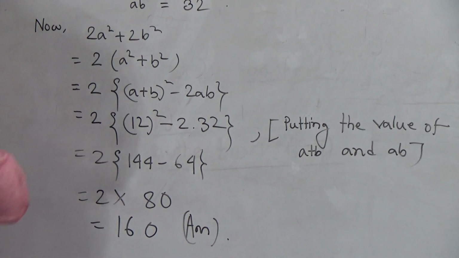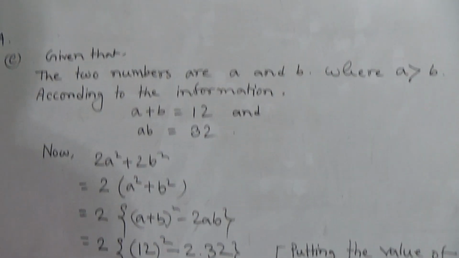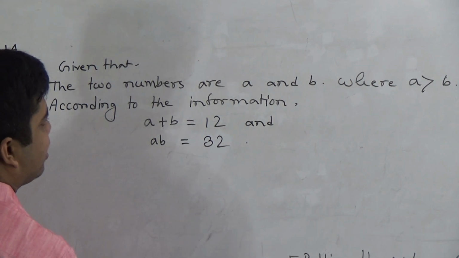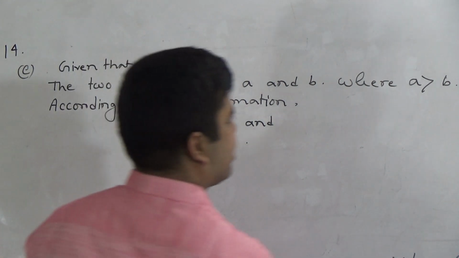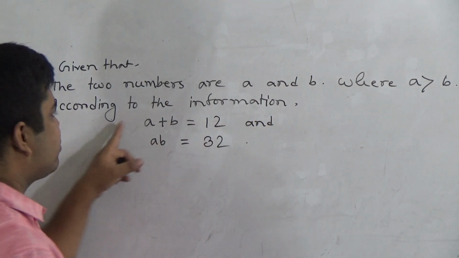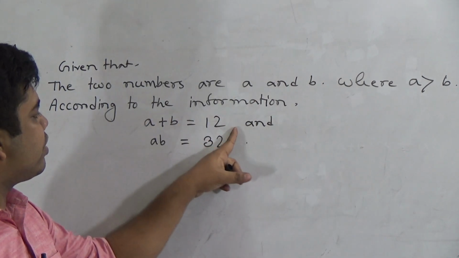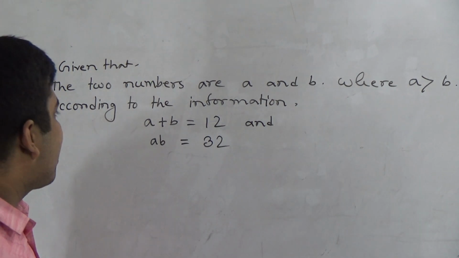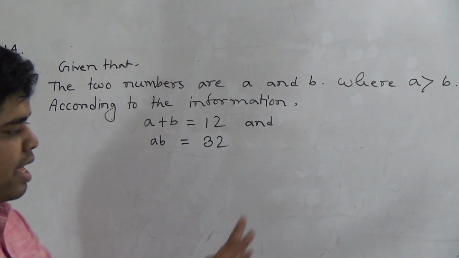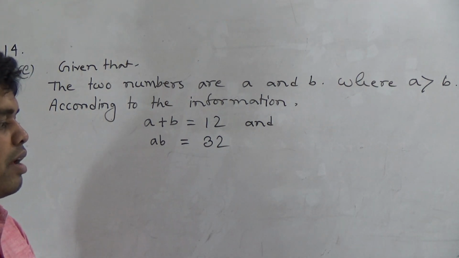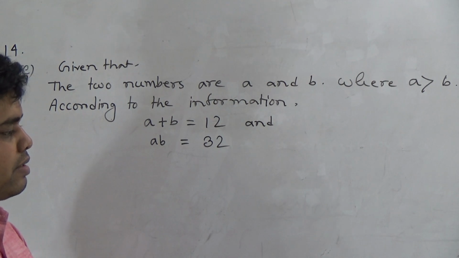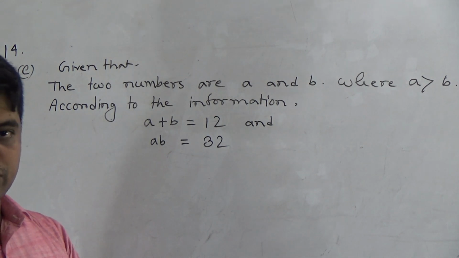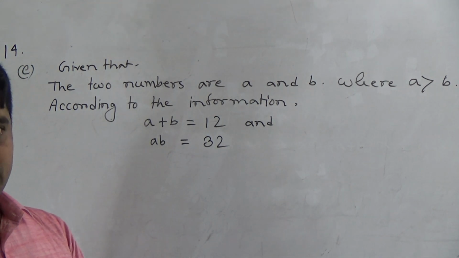So write C, and you must write this one again: given that the two numbers are A and B, where A greater than B. According to the information, A plus B equal to 12 and AB equal to 32. We need this information again. After that, dear student, A plus 2B whole square minus 5B square. That means we need the value of A minus B also.